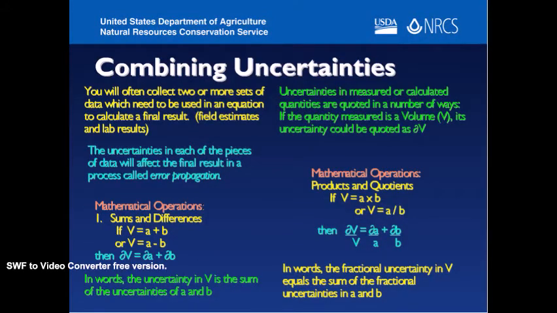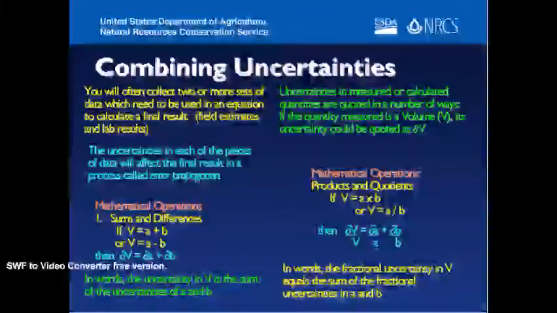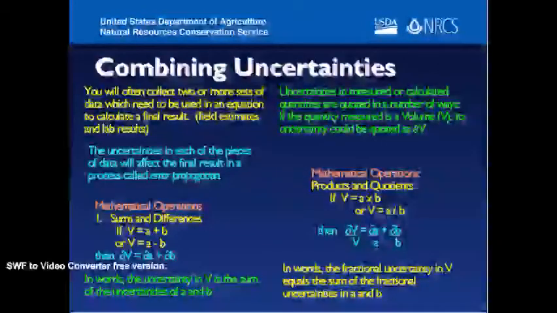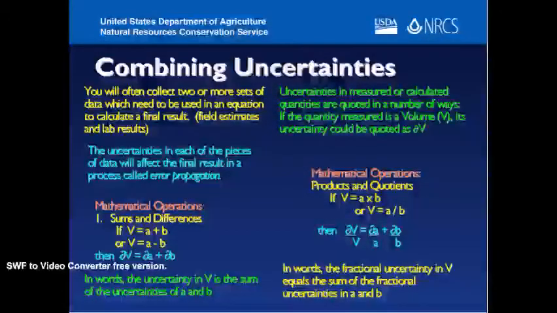Now, we're often going to collect 2 or more sets of data that are going to be needed in a calculation for a final result, and we're going to have to combine uncertainties when we do this, meaning field estimates and lab results. Uncertainties in measured or calculated quantities are quoted in a number of ways, and if the quantity measured is a volume, let's say, its uncertainty could be quoted as delta V. The uncertainties in each one of the pieces of data are going to impact the final result in the process, and this is called error propagation.